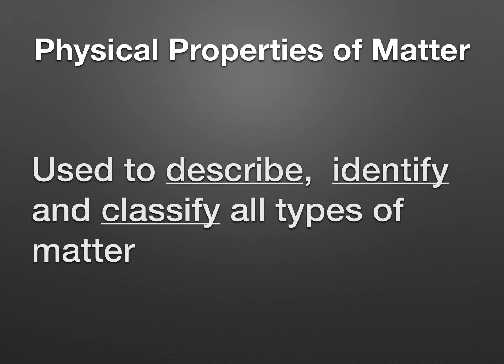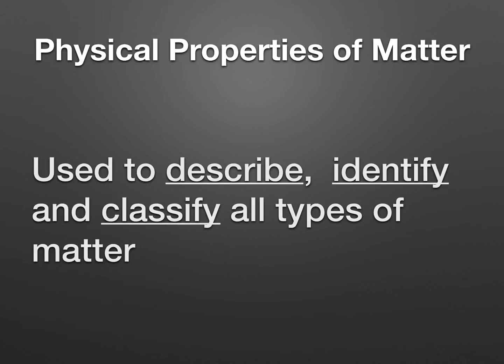Now, physical properties of matter are used for three different things. Just like physical properties of soil, they are used to describe, identify, and classify all types of matter. So if you think back to our layers of our soil unit, soil had physical properties, texture, pore space, fertility, and we use those to classify and determine things about soil. Physical properties of matter is no different. Same three things: describe, identify, classify. And we'll dig a little bit deeper in how well we can do that and why we'll do that.